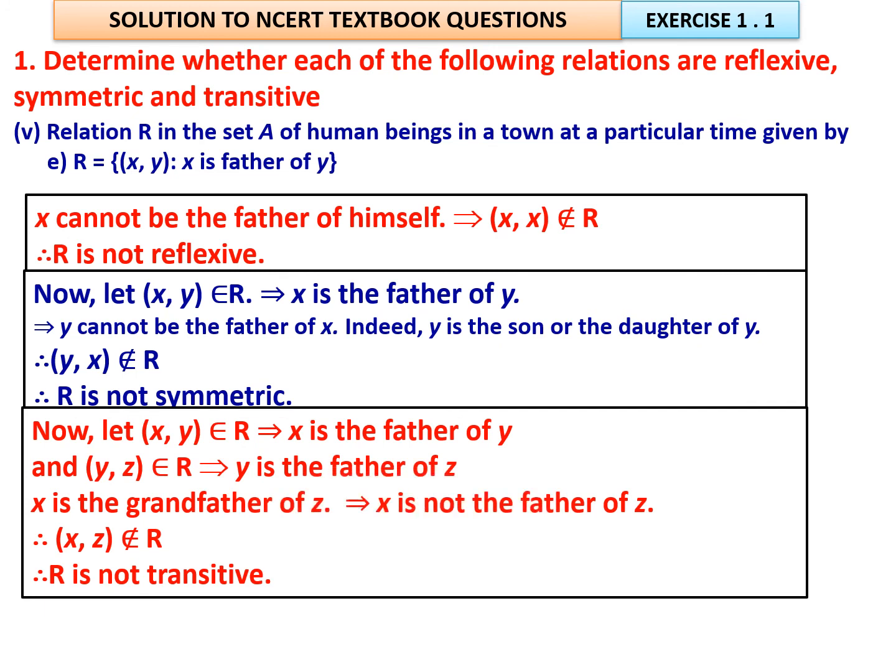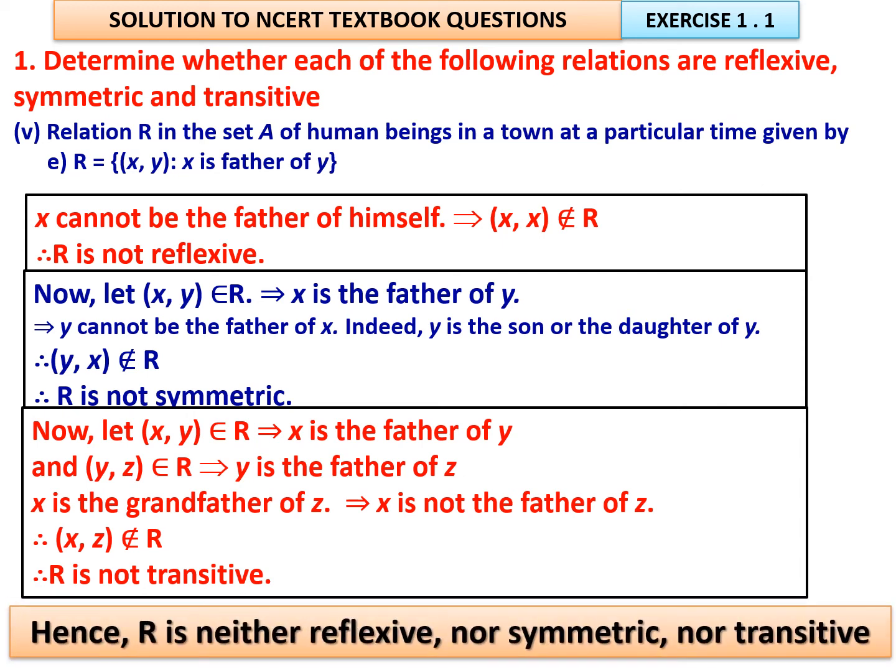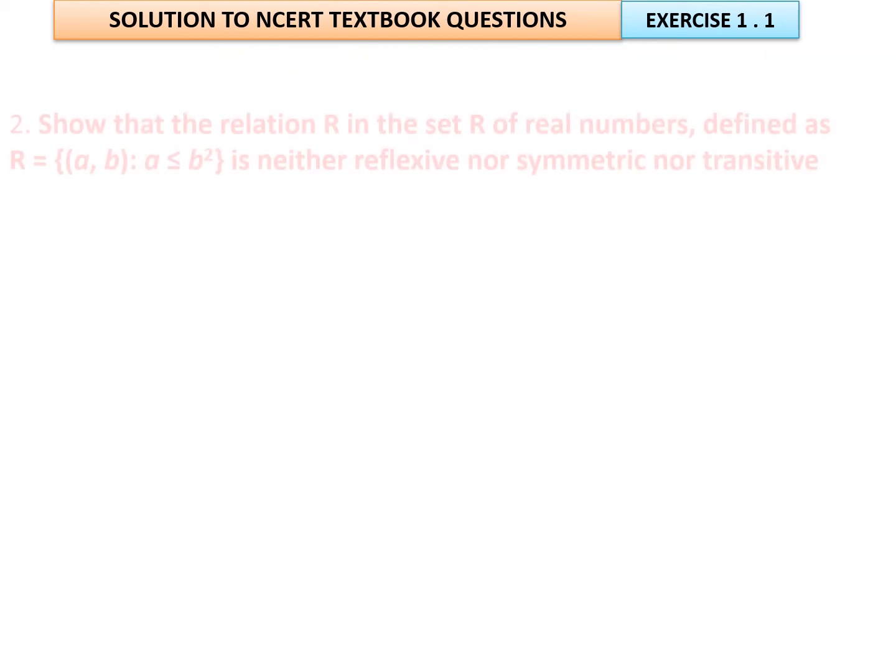Another one is also very interesting, I think here you are getting one interesting idea. X is the father of y, y is the father of z. What will happen to x? X is the grandfather, not the father. But it should be a father. X is not the father of z. It's the grandfather, maybe a new relation. It is not fitting into the given relation. Therefore, it is not transitive. Neither reflexive, nor symmetric, nor transitive.